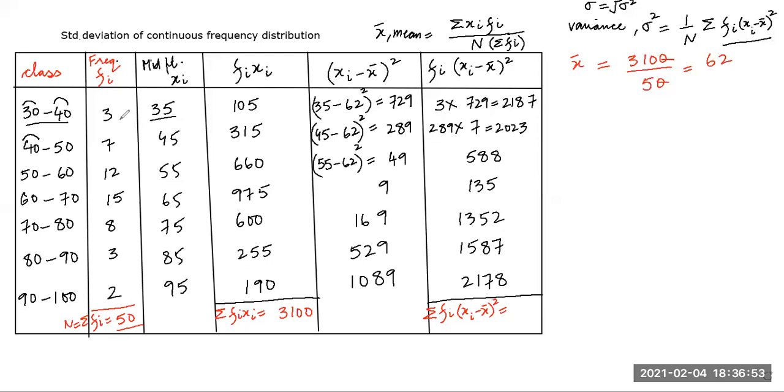I've multiplied every frequency with (xi minus x bar) whole square. Multiplying these two, I got this. Like that, I've completed this. And now the sum is 10050. Oh, you have done it. Beautiful. So it is 10050. Very good, Anchal.